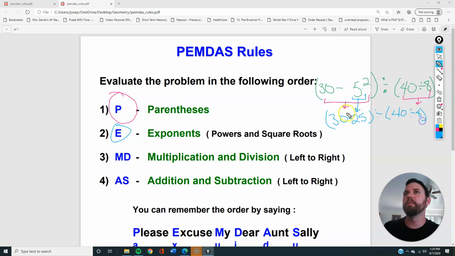Now let's do my parentheses. We're going back to parentheses. What's 30 minus 25? 5. It's 40 divided by 8, which is 5. What's 5 divided by 5? 1. Easy peasy. That was the only one we had to do.